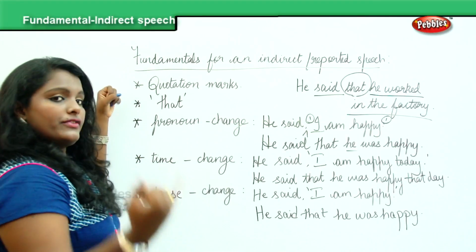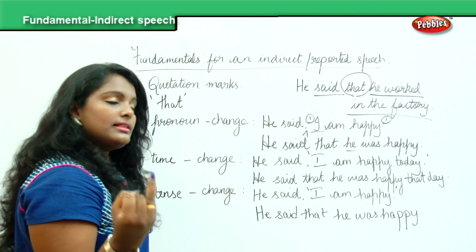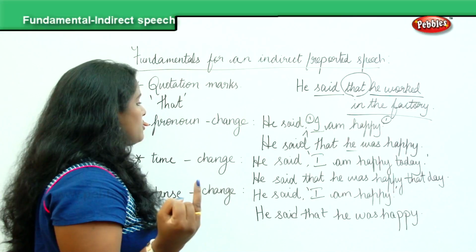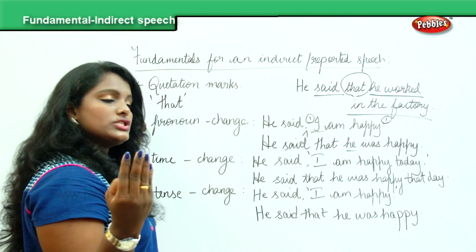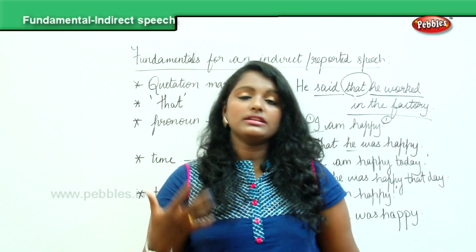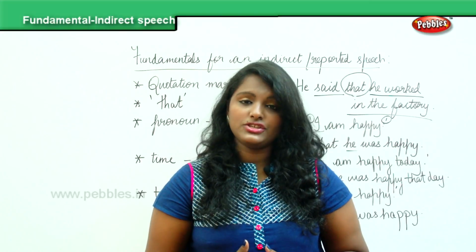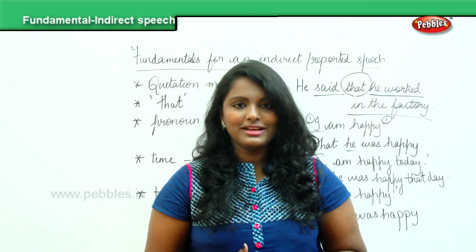Once again, removal of the quotation marks, addition of the conjunction that, change of the pronoun, change of time, and change of tense. These are the 5 fundamental rules to be kept in mind when you convert a direct speech into an indirect speech or reported speech.